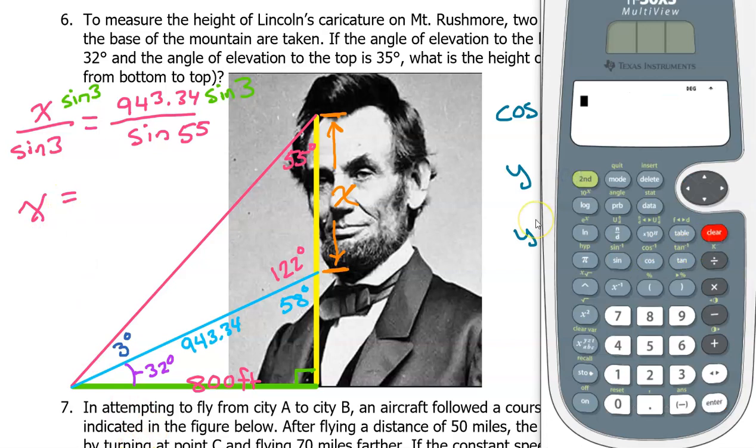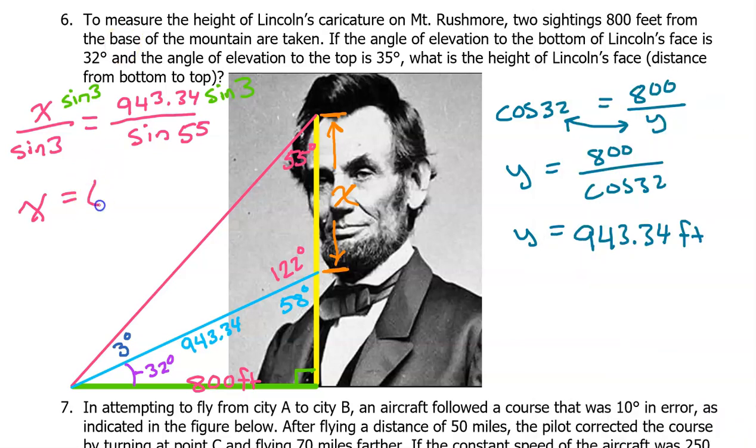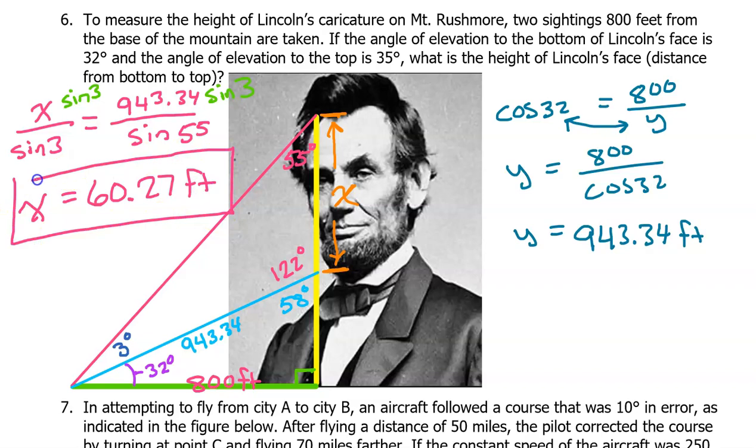Calculator time. We are just putting everything on the right-hand side of the equation into the calculator. 943.34 times the sine of 3, and that's all over the sine of 55. I'm getting 60.27. So x is 60.27 feet. And that is the height of Lincoln's face on Mount Rushmore.